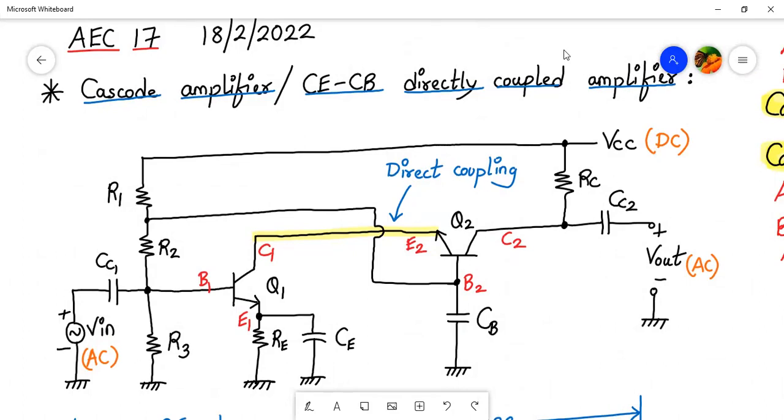And that will be all for today. Next time, we will be solving a numerical on the cascode amplifier, on the same concept. So that's all for today.